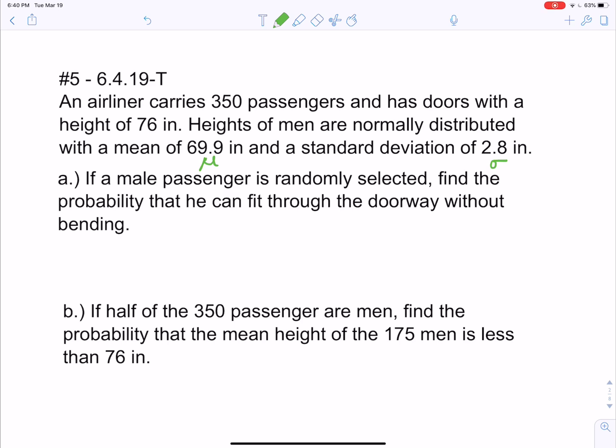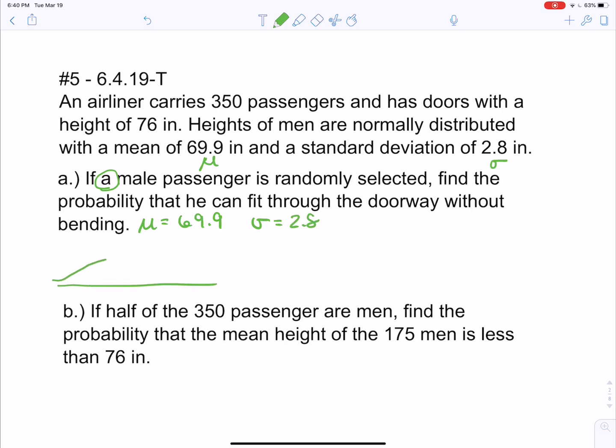If we look at part A, it says if a male passenger is randomly selected, find the probability that he can fit through the doorway without bending. So in this question, we're still looking at only one passenger because of that word a. So that means that we're going to use everything from the population. So we're going to use that mean of 69.9. We're going to use that standard deviation of 2.8.